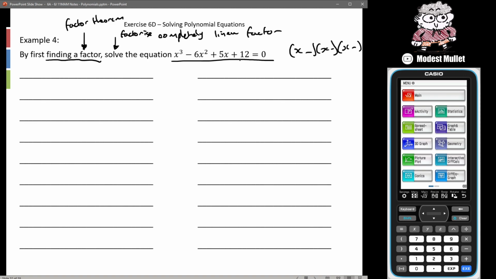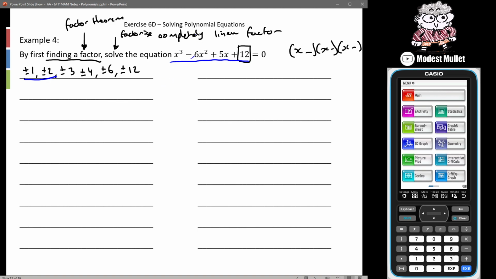So find a factor. Well, we need to look at the constant at the end, so that means I can use plus or minus 1, plus or minus 2, plus or minus 3, plus or minus 4, plus or minus 6, plus or minus 12. So there are heaps to go at. Again, because all those numbers are factors of 12, there is a negative in here, so that means a positive factor could work. Because remember from last video, if these were all positive, well then it's obvious that x needs to be negative to make that whole thing equal to 0.